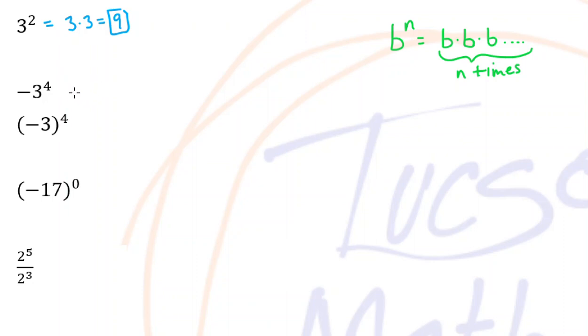Okay, here's another tricky little problem. I put these together: negative 3 to the 4th power, and negative 3 in parentheses to the 4th power. What's the answer?